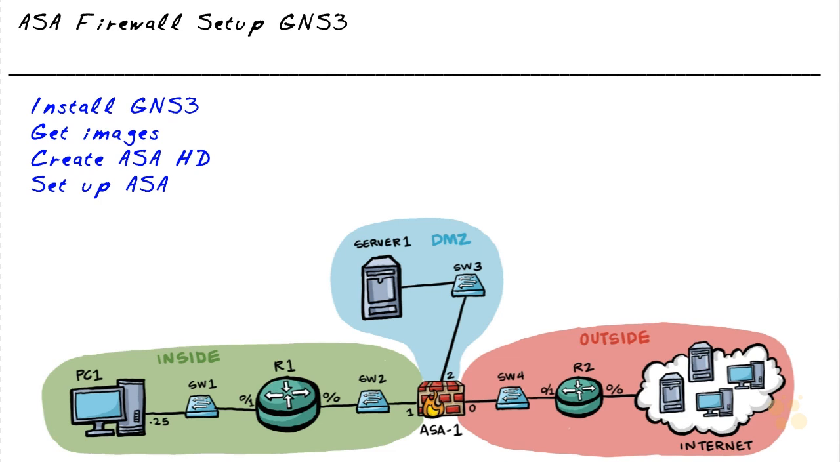So here are the basic steps. We're going to install the latest version of GNS3. I'm going to be installing it on a Windows 8.1 computer. We need to have the images for the ASA. We need to create a hard drive, a logical hard drive in GNS3 that the ASA can use, and then we'll set up the ASA.